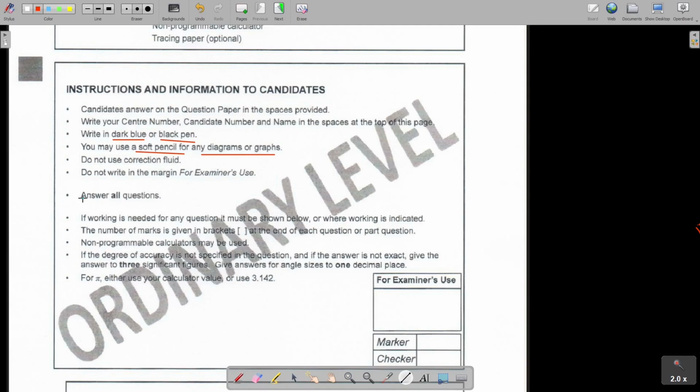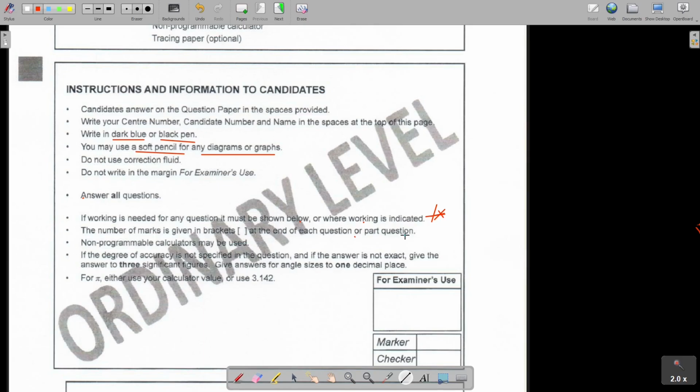Answer all the questions. If working is needed for any question, it must be shown below or where working is indicated. If you don't have enough space, and I'll show it to you later, you can make a cross and then say go to the back. They gave you two extra pages, especially if you did something incorrect and there's no more space. As soon as you go to the back pages, just number the questions very clearly. The number of marks is given in brackets at the end of each question or part question.